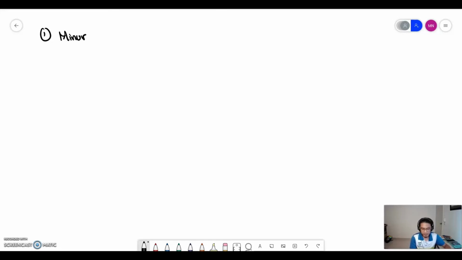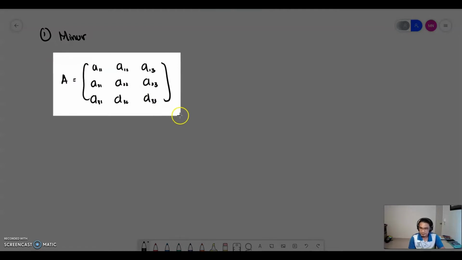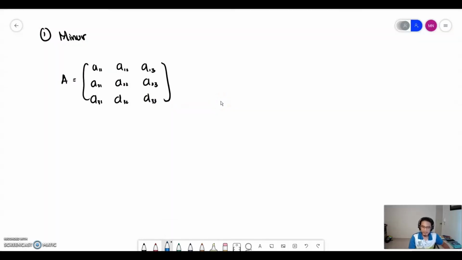Okay, so let's look at an example. Let's say we have a matrix A that is equal to A11, A12, A13, A21, A22, A23, A31, A32, and A33. Okay. So, let's say I want to find the minor M11 from the matrix A.